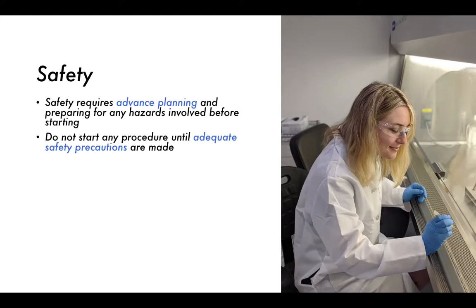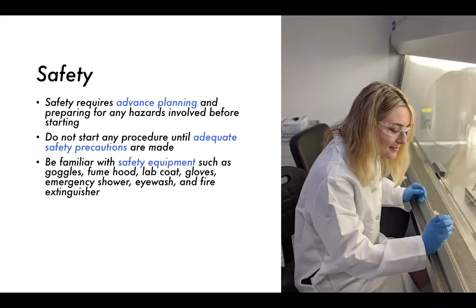Do not assume that just because you're a particularly skilled chemist or scientist that you will be safe from any hazards. It's not always the scientists themselves, but sometimes the other scientists in the lab can also introduce hazards to your safety. So be familiar with safety equipment such as goggles, fume hood, lab coat, gloves, emergency shower, eye wash, and fire extinguisher. Make sure you know where all of these things are. Make sure that you have adequate containment.